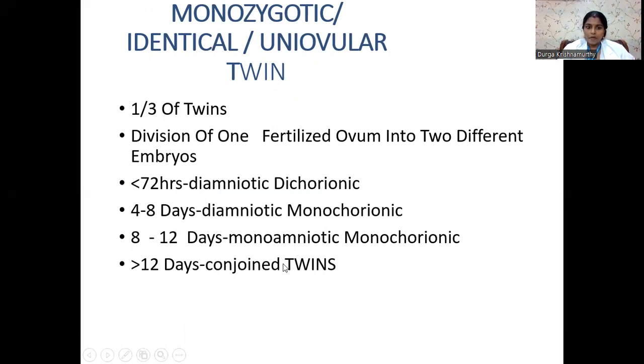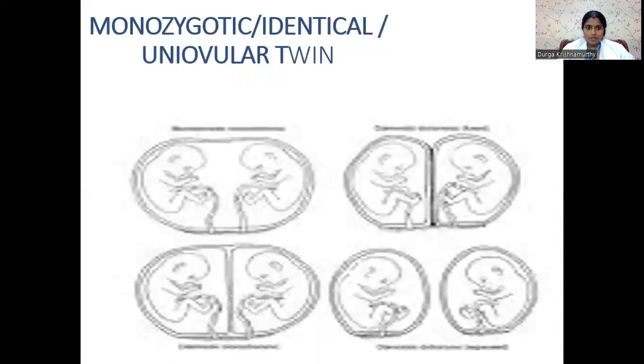So babies which are formed as a result of splitting of one fertilized ovum into two different embryos will always be identical twins. So this is the monozygotic, identical, uniovular twins.